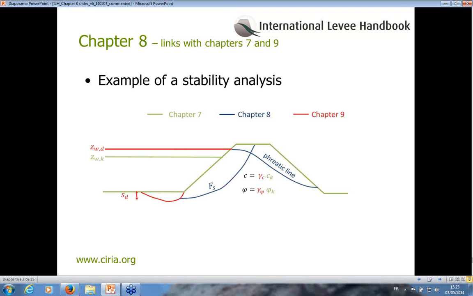And secondly, the partial factors to be applied to the characteristic values of actions and geotechnical parameters, here gamma C and gamma phi. Chapter 8 details several methods to analyze various physical processes and failure modes. For example, we determine the phreatic line from seepage analysis and then evaluate the factor of safety from the slope stability analysis.